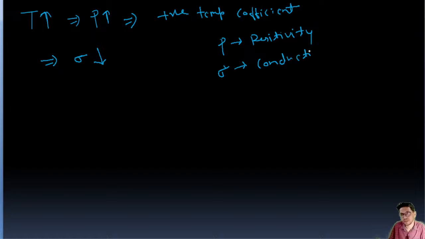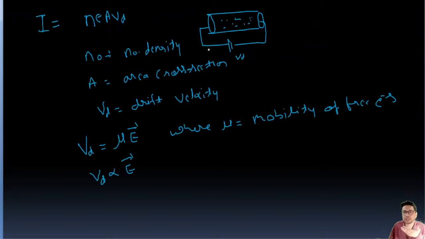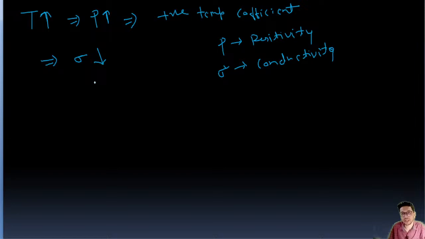So if we increase the temperature of any conductor, its conductivity decreases, because the resistivity gets increased, since the motion and randomness of the electrons increase. This is the case of a conductor.